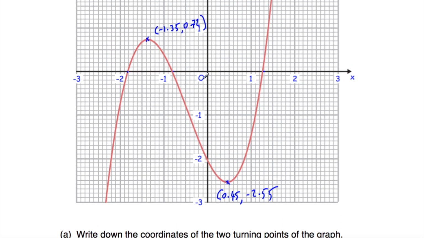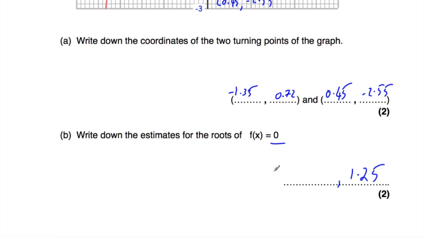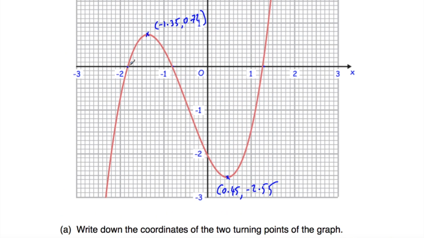Another one would be, well, this one here would be negative 0.8. So I'm going to say minus 0.8. And then the other place where it crosses the x-axis would be here. So we've got negative 2, negative 1.9, negative 1.8. It's actually just before that. So I'm going to say about negative 1.82.